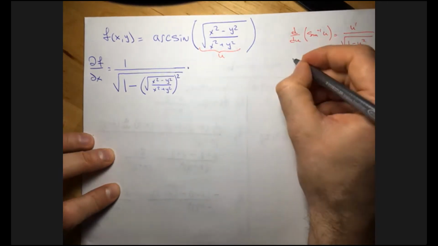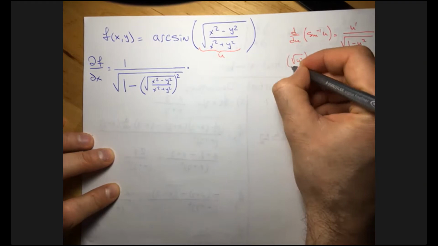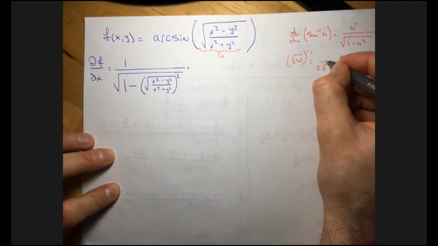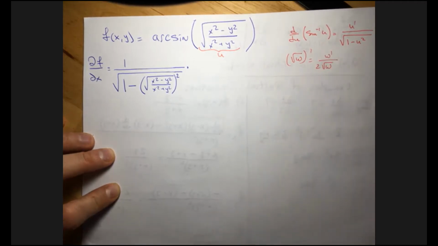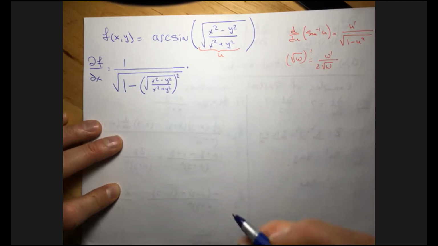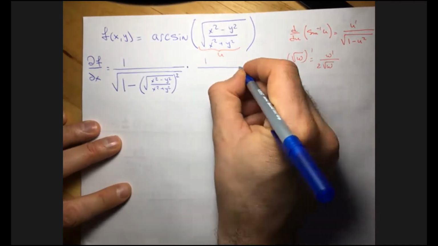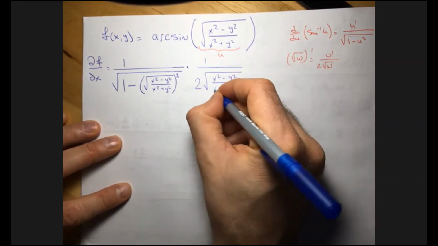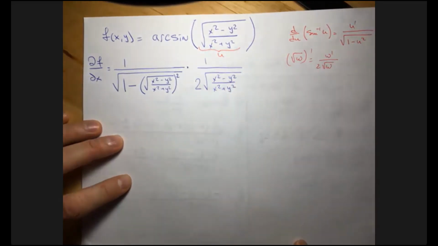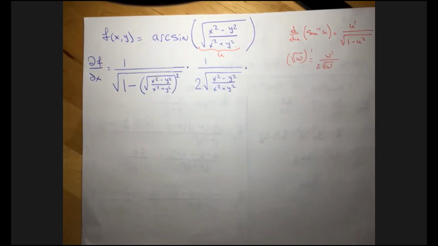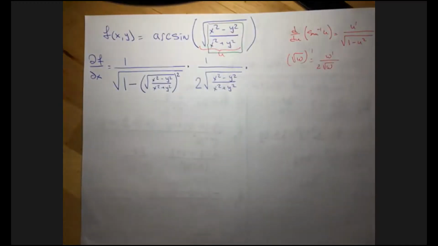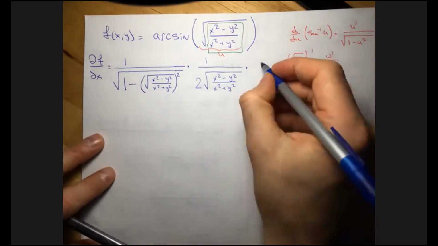So the derivative of square root of w is equal to 1 over 2 square root of w times w prime. Right? So that means 1 over 2 times square root of x squared minus y squared over x squared plus y squared, times what? Times just this derivative with respect to x, for which we're going to use the quotient rule, right?